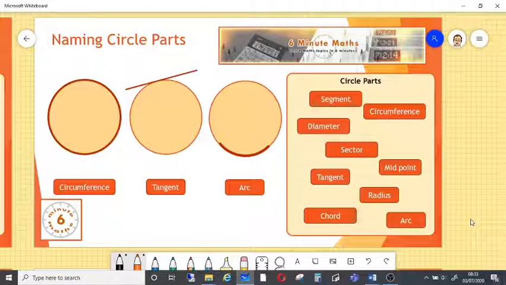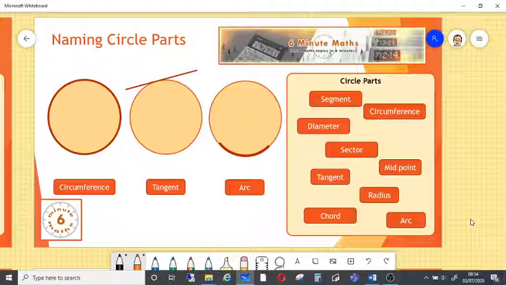The next one in the middle there, the tangent, is a line that touches the edge of the circumference anywhere on the circle. That example's just at the top, but it could be anywhere. Okay, so that line is called a tangent. A tangent touches any part of the circumference and it goes straight through.